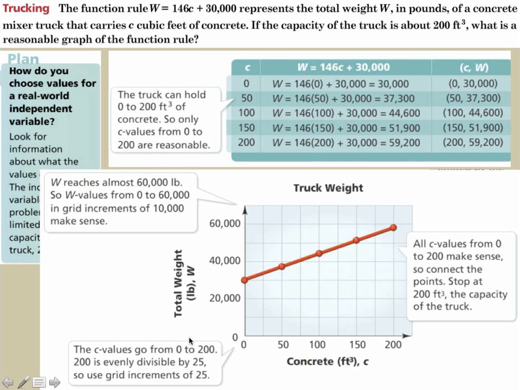All right, there's a couple more notes on here. W reaches almost 60,000 pounds, so the W values go from 0 to 60,000. Makes sense. I knew that because as I got this bigger, I got close to 60,000. So I just spread those out to make my graph make sense. Great. Notice there's no arrow on the end of the graph because 200 is the highest I can get. That's the stopping point right there.